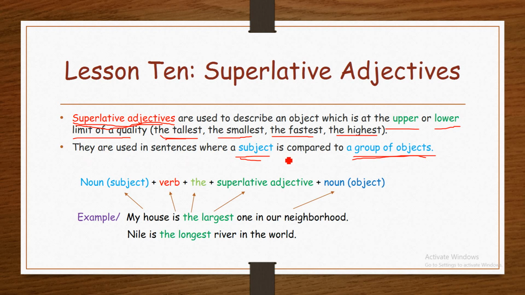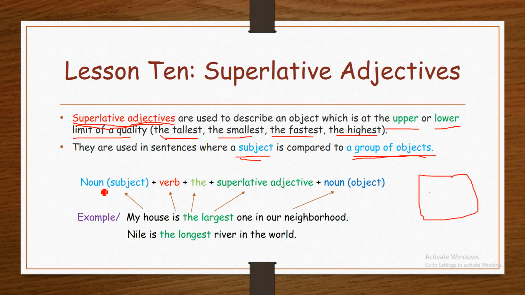For example, you have a class of 20 students. This class contains 20 students. One of the students is the best student in the class. He or she, for example, he is the best student in the class. You compare him to a group of objects, to a group of students.